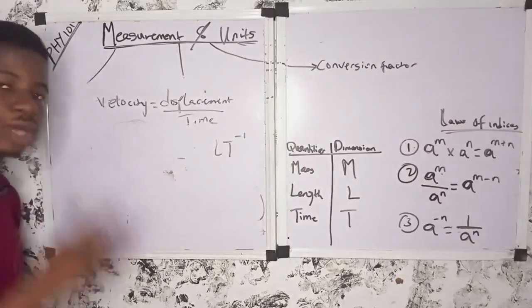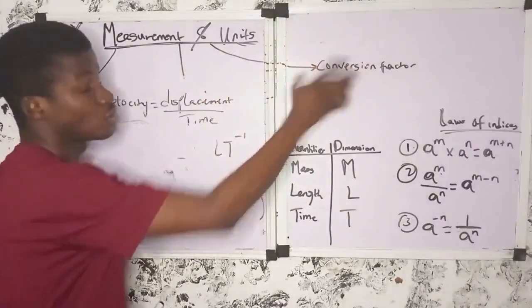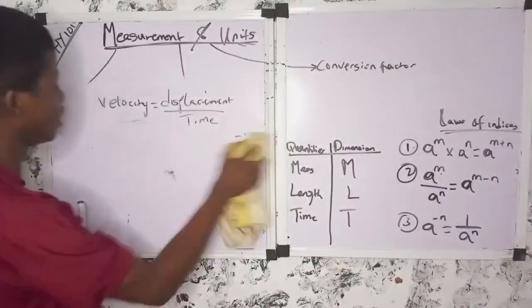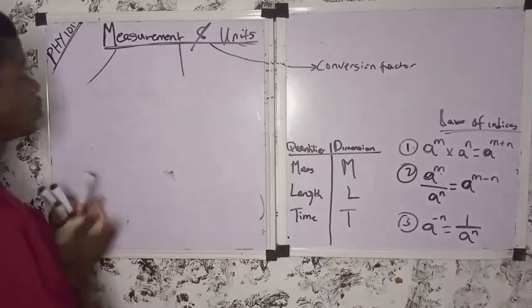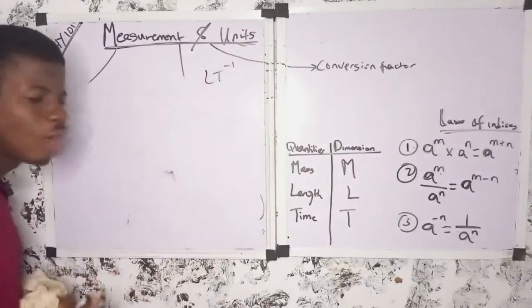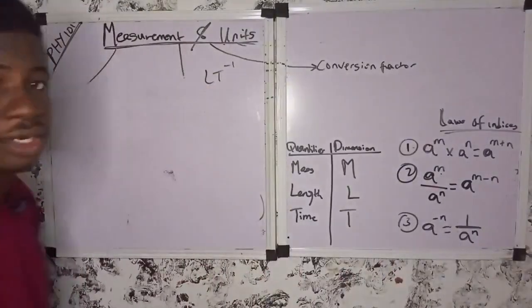Yes. Now let's move further. Let me just do two other quantities, then we move to the conversion factor, which is very, very important. Okay. So we all know that the dimension of velocity is LT raised to power minus 1. Now let me give you another quantity, acceleration.